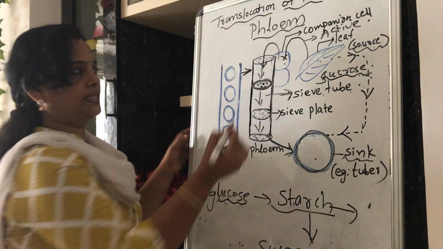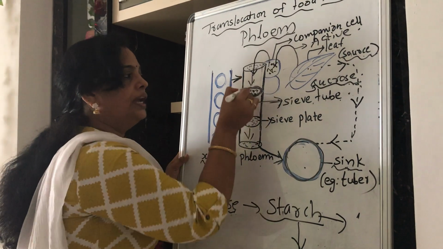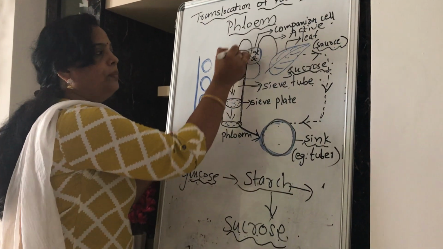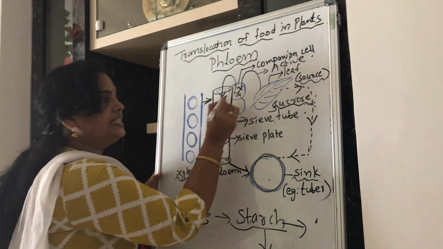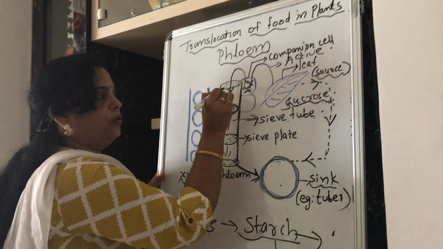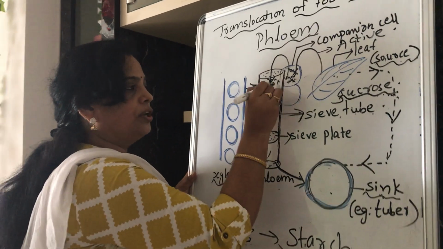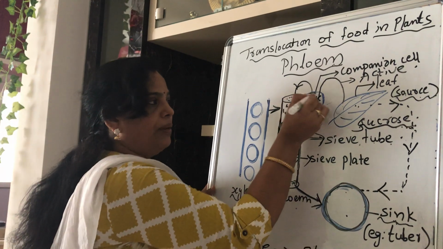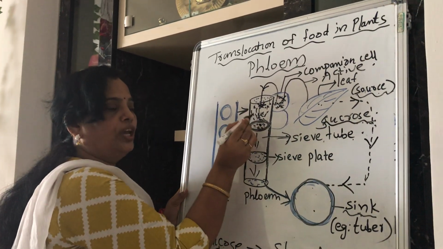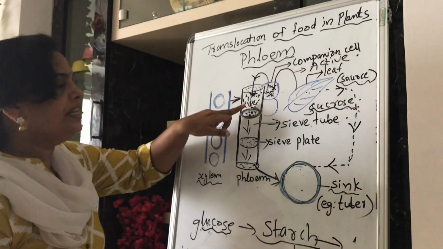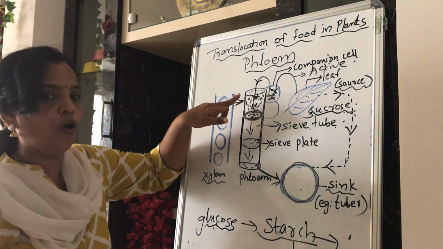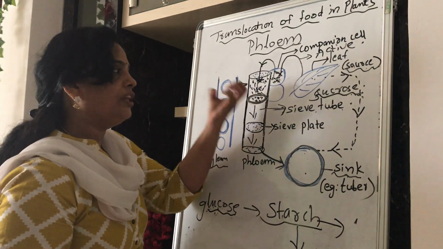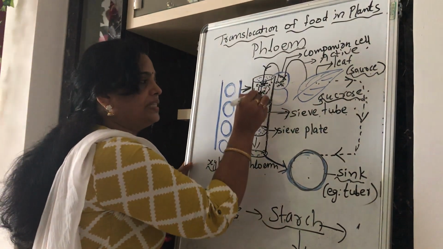Rest all are passive, because here you will have more glucose. It will move into the sieve tubes. Sucrose, not glucose, sucrose. So it will move into the sieve tubes. Once the sucrose molecule moves into the sieve tubes from the companion cells, please see the arrow mark. From the companion cells, food is moving into the sieve tubes. When the sucrose molecule, which acts as the solute in a solution, enters, the water is present in the phloem, so here more solute is entering.